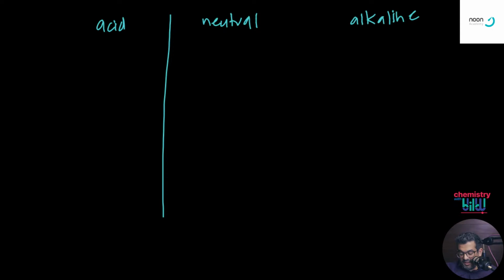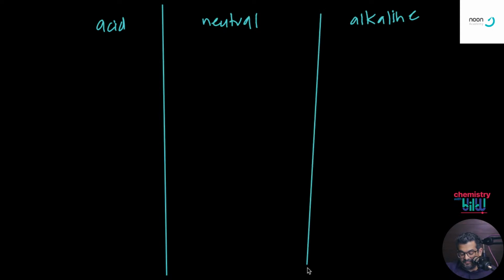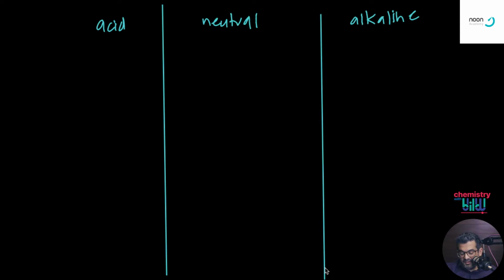So if I give you, by name, something and say it is an acid, neutral, or alkaline. I'm going to give you a list of things, and I don't want you to worry about how acidic or alkaline it is. I just want you to tell me which of them is what. So for example, let me just, okay.